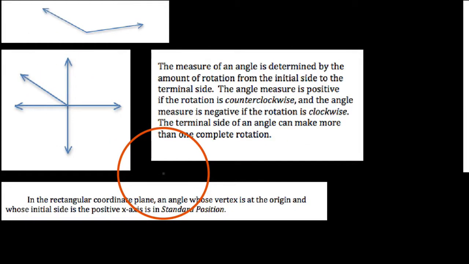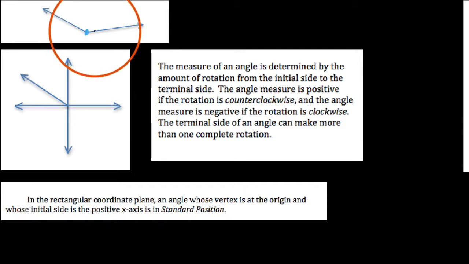Okay, YouTube, in this video we're going to be concerning ourselves with degree measurement, angles in general, and basically the principles behind them. So let's go ahead and consider what an angle is. By definition, we say an angle is just the amount of rotation formed by two rays with a common endpoint, this being the common endpoint right here.